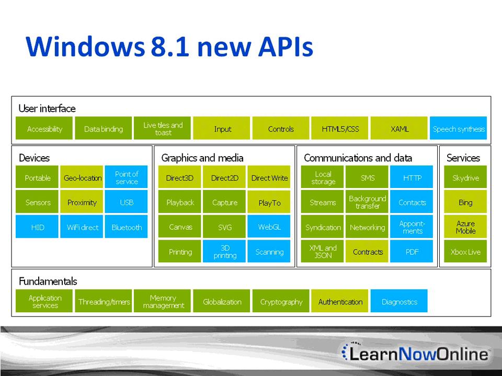There are also a number of new APIs. For instance, point of service, the USB, working with devices through the Bluetooth stack. 3D printing is now natively included within Windows 8.1. So we have everything from speech synthesis, 3D printing, PDF, working with appointments, contacts, a lot of new features and APIs that you can use in your app to enhance the experience.